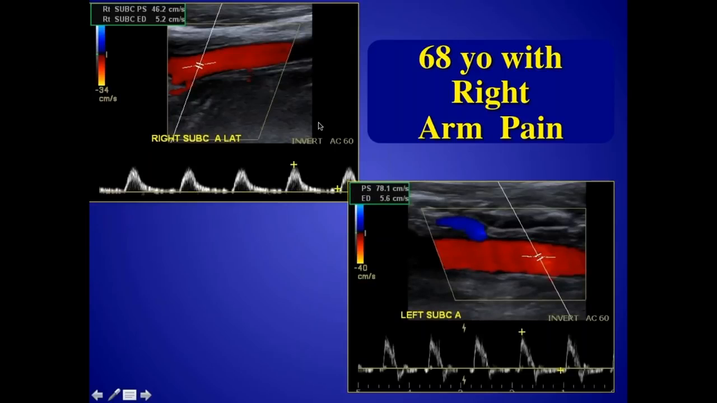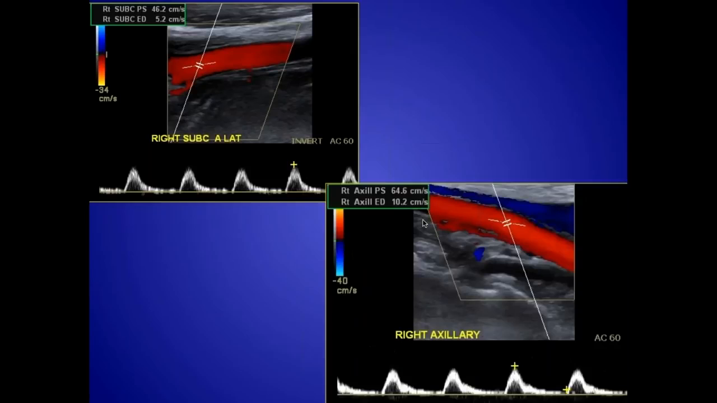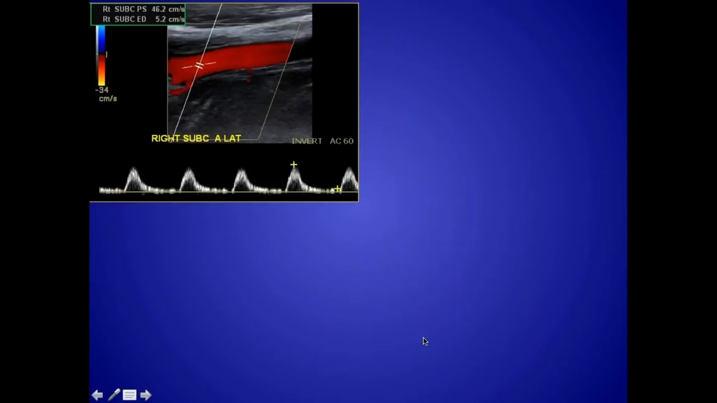Now, here is the contralateral side. Here's the normal left side, just for comparison. Triphasic, normal velocity, right? The velocity is 46 on the abnormal side. Normal side, it's about 80. Now, let's take a look at the right axillary. You can see that the abnormality persists, velocity is relatively low, still tardus parvus, only telling us that the lesion is going to be proximal to that subclavian.